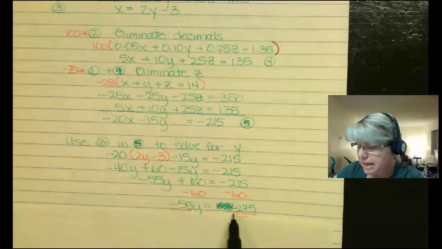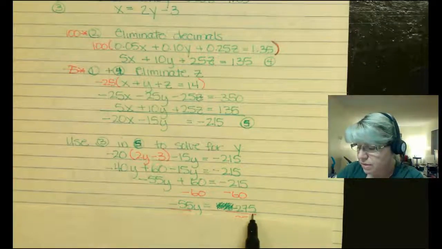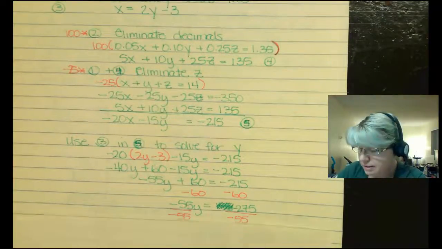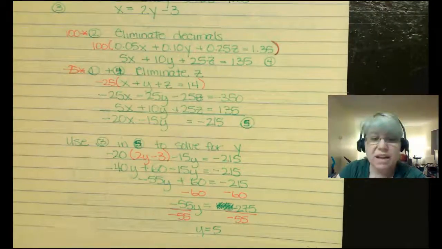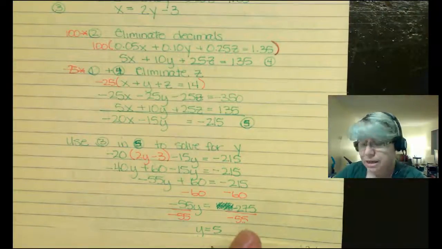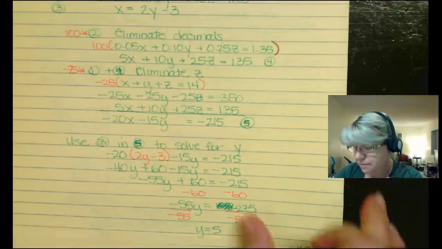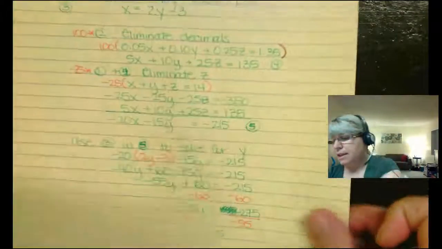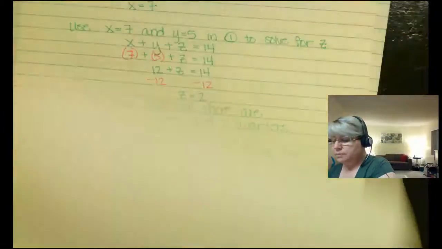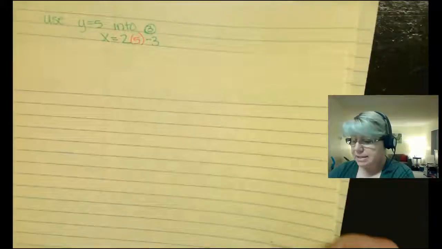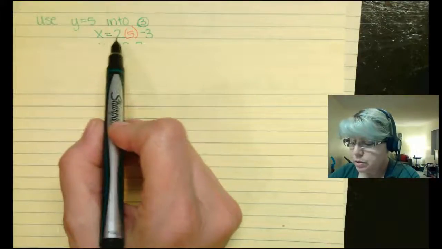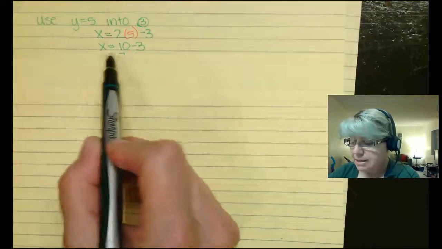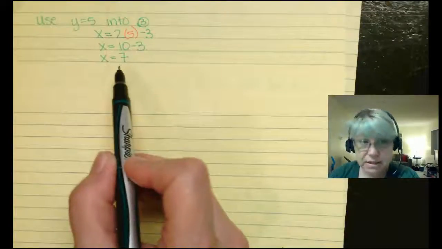55y equals negative 275. Divide by negative 55. You get y equals 5. Okay. Now that we know what one of the variables is, let's plug that in to solve for x. We had that one where it said x equals 2y minus 3, so let's plug that in. Y equals 5, so x will equal 2 times 5 minus 3. X equals 10 minus 3, therefore x equals 7.